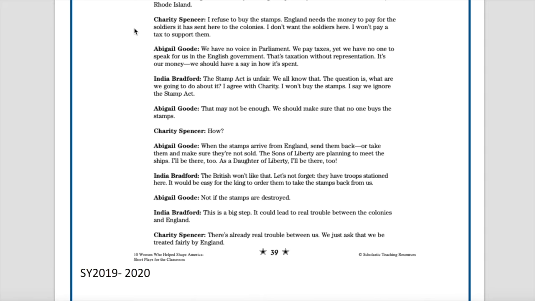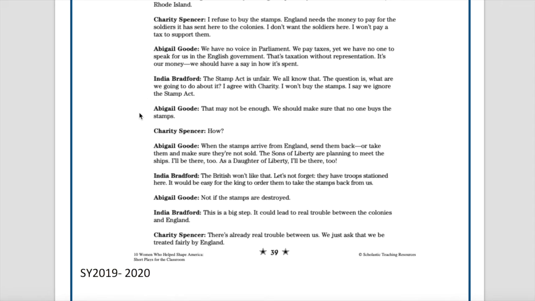That's taxation without representation. It's our money. We should have a say in how it's spent. India Bradford. The Stamp Act is unfair. We all know that. The question is, what are we going to do about it? I agree with Charity. I won't buy the stamps. I say we ignore the Stamp Act.